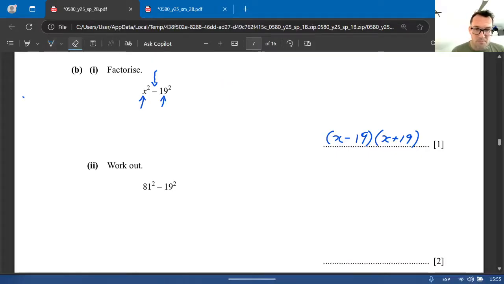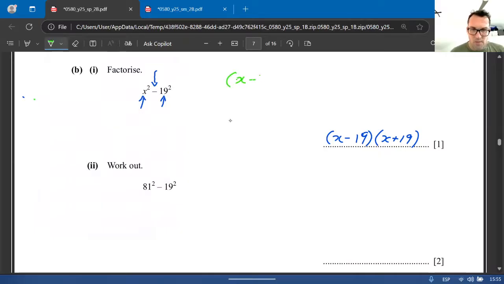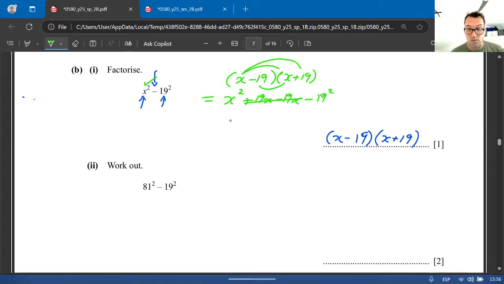Okay, let me do this in a different color. Remember this. If I were to expand these brackets, we'll do x times x is x squared. Then x times 19 is 19x. Minus 19 times x is minus 19x. And 19x minus 19x is 0. That's why there's no middle term. And then minus 19 times 19, a minus and a plus is a minus. And 19 times 19, I'm not going to work it out, but it will be 19 squared. So these two middle ones will cancel, and you'll have that. That's why this works, okay?